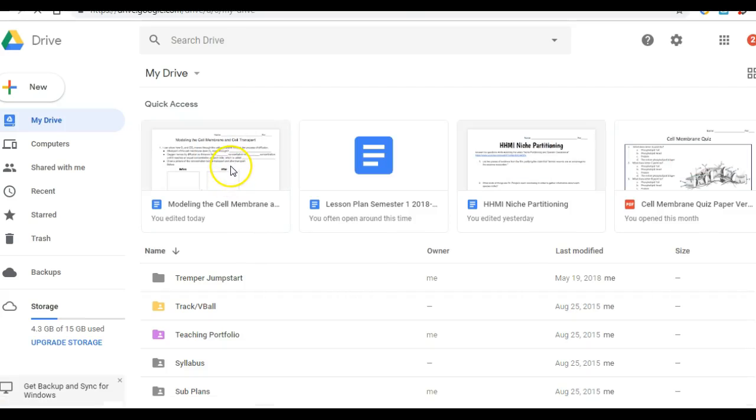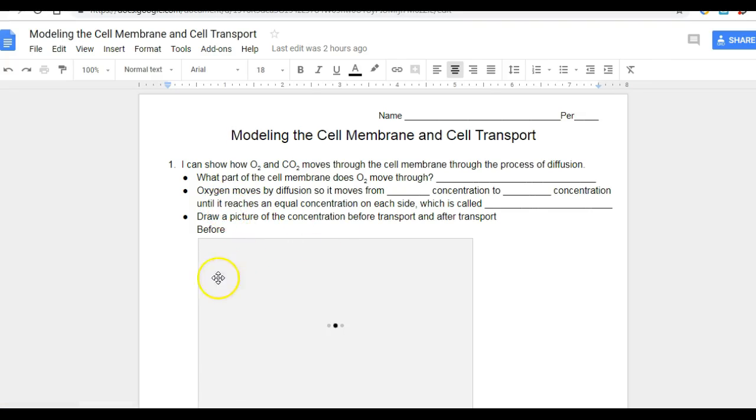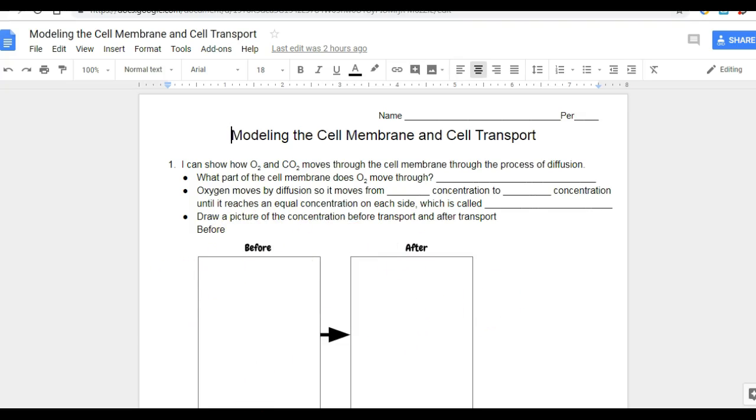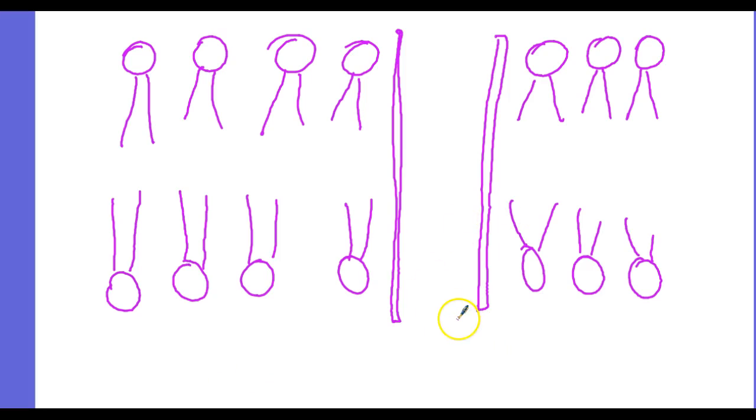Now, I'm going to hand out a sheet. What we're going to be doing is showing how different things move through the cell membrane. And you're going to be drawing a picture before and after. Okay? So you have your little diagram.